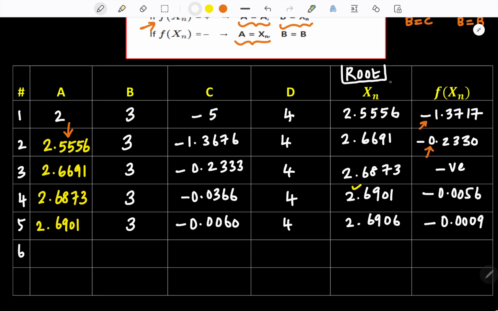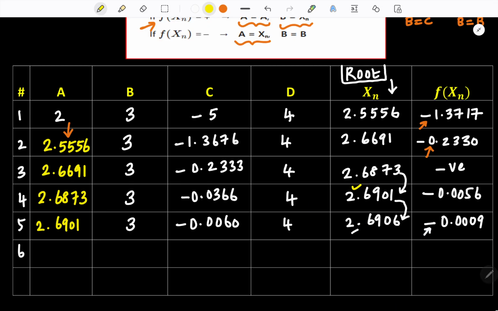I told you this is the column, you have to concentrate for the root. If this answer and this answer are the same, you can stop it, and then you can write the answer. When two consecutive iterations are the same, you can stop and conclude your answer. That is the root of the equation. Understand? Right.